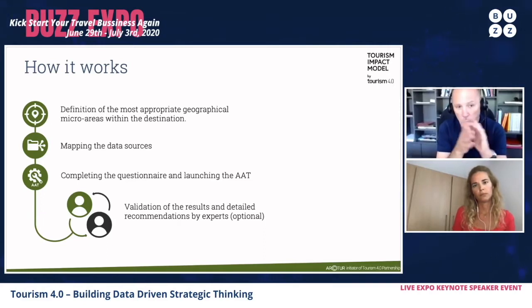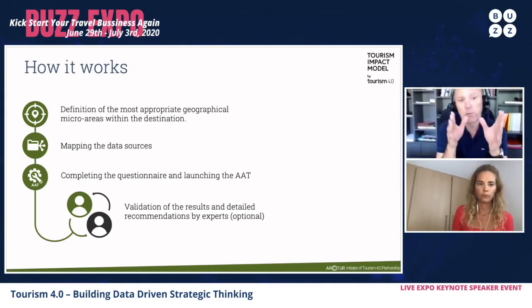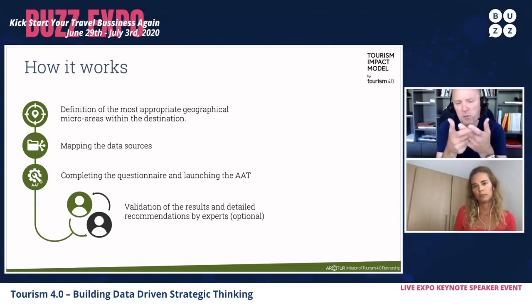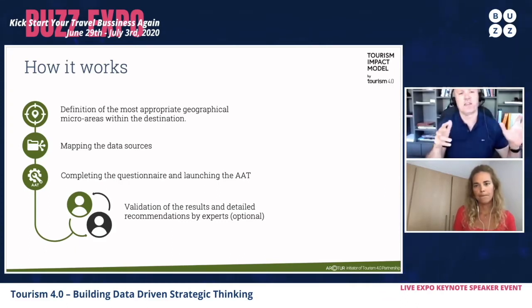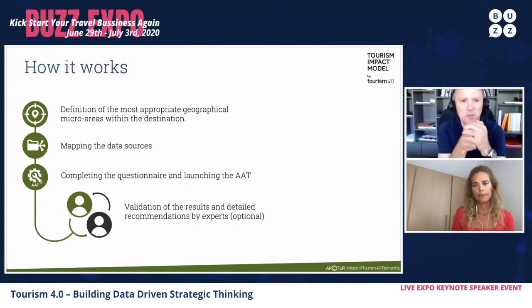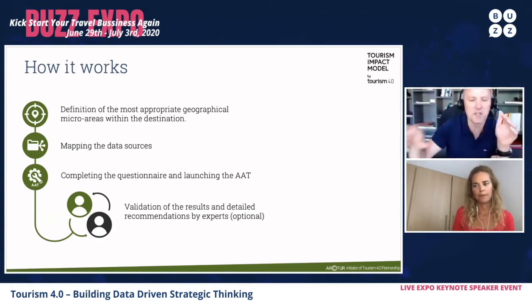So we choose the proper geographical micro area, and then we map the data sources. We are using all sorts of data sources, and most of them are really easily accessible. Most of the data, especially in Europe, is public. The question is that we have to come to the source as soon as possible to avoid mistakes while gathering all the data. Next, please.